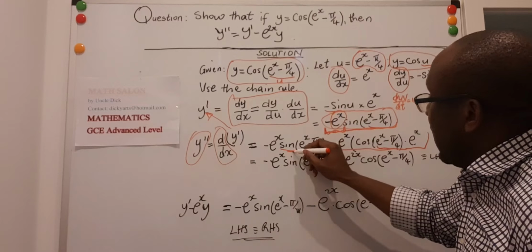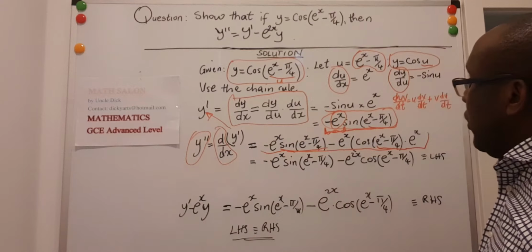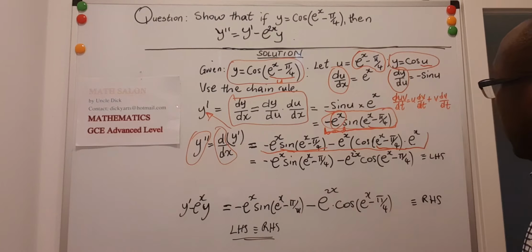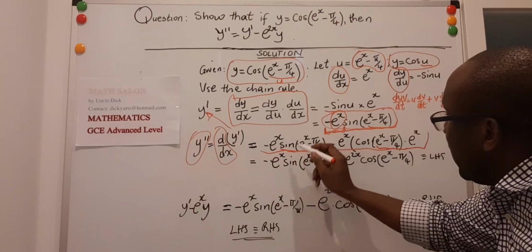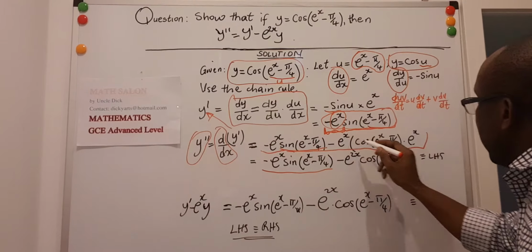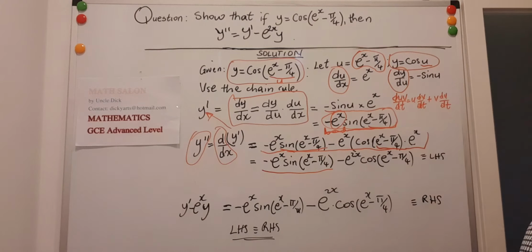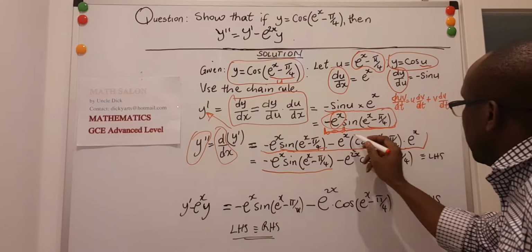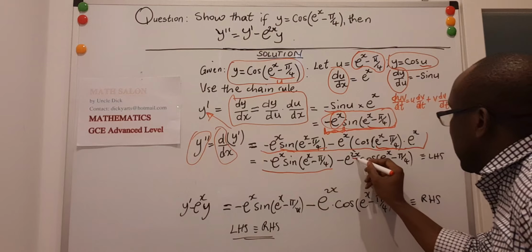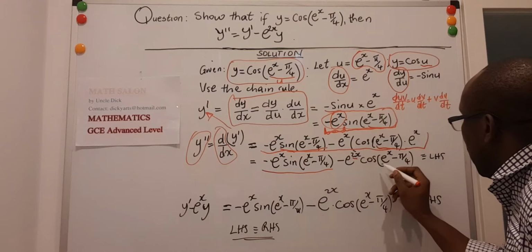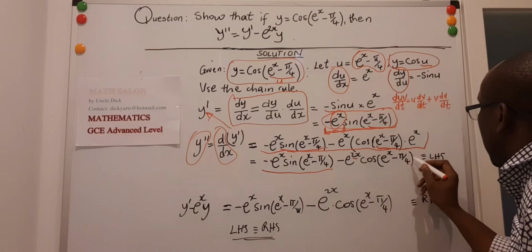Of course, the hair is now being shampooed. We have to wash it off. To wash it off, to make it look more attractive, we write it in a neat form. So this stays as it is. Here, I have e to the x multiplied by e to the x. Because I have the same base, I can add the powers. So x plus x is 2x here. So that's e to the 2x, and this is the cos of e to the x minus pi on 4.